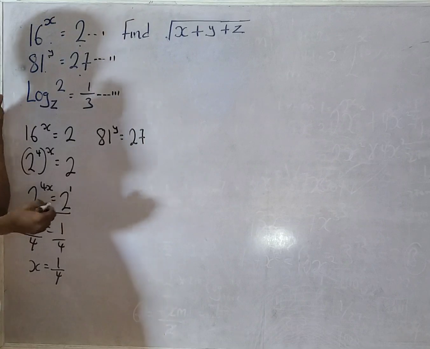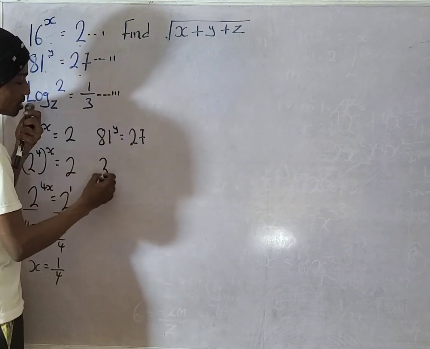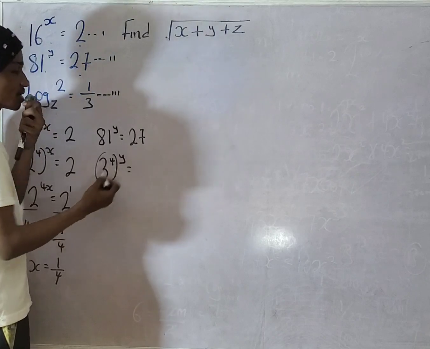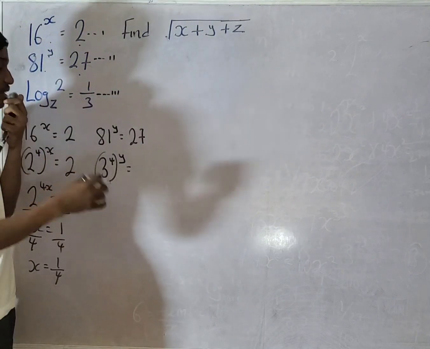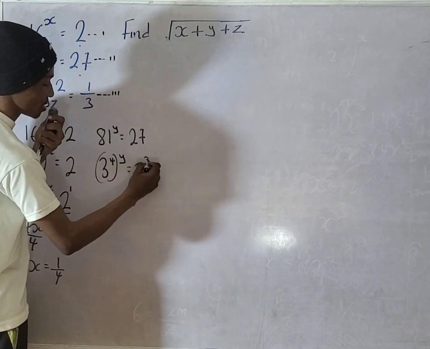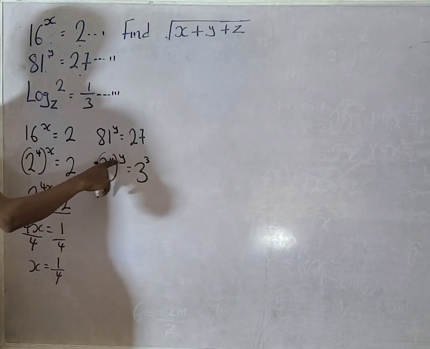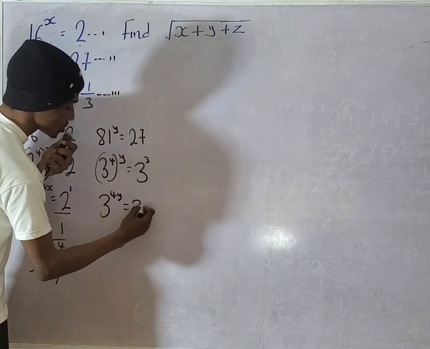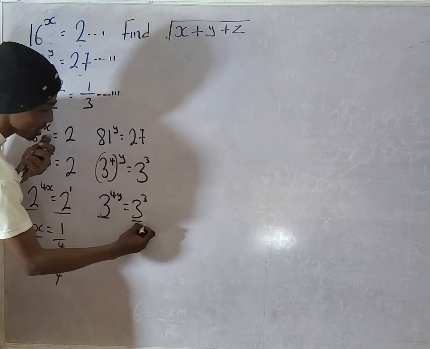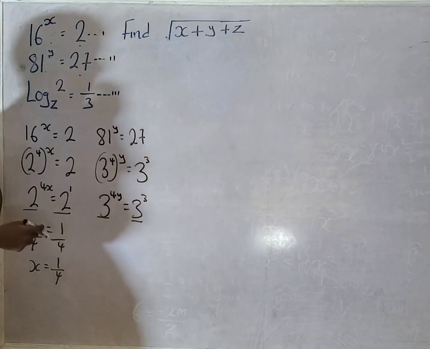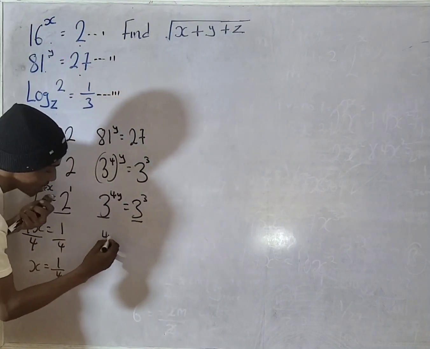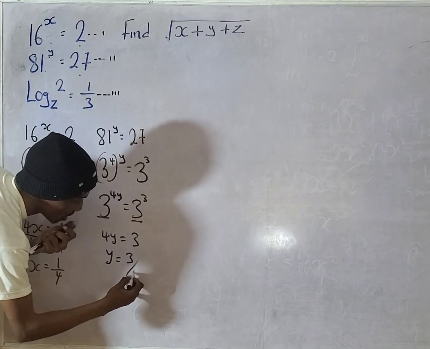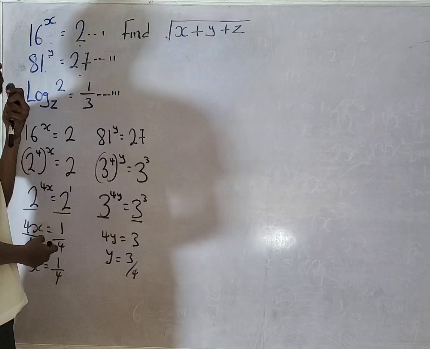Right? 81 can be written as 3 raised to the power of 4. So I'm going to have 3 raised to the power of 4, and this will be raised to the power of y, equals, now 27 can be written as 3 raised to the power of 3. Don't forget, this 4 will multiply this y. So I'm going to have 3 raised to the power of 4y equals 3 raised to the power of 3. Now, because the bases are the same, I can set the powers to be equal. So 4y will be equal to 3, right? y will be equal to 3 over 4. Okay? We are done with y.